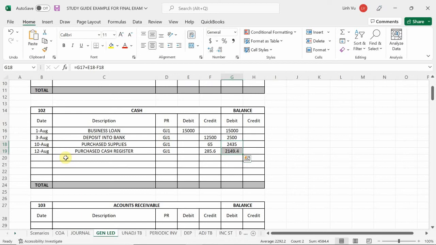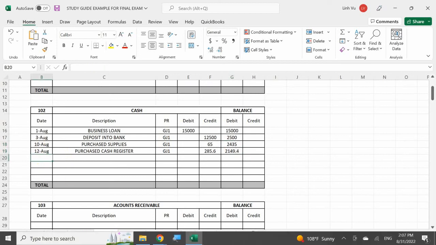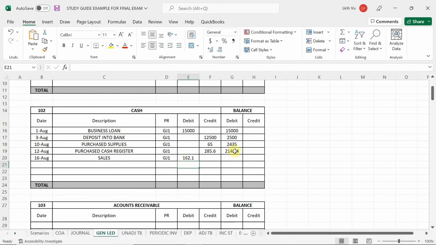So we received cash. Right here, we already left off on cash. So it's the 16, and I'm going to put sales. And we gained cash for $162.10. So therefore, how much cash do I have now? $2,311.50. Good.